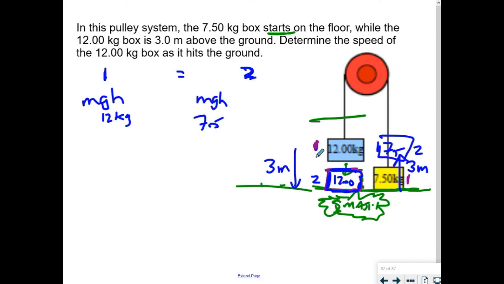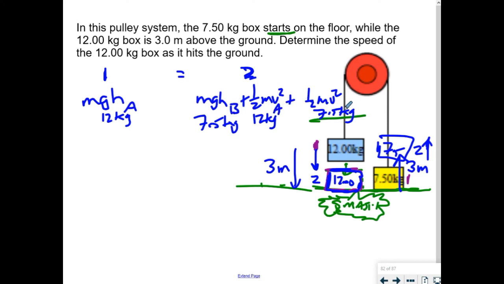Because isn't this box moving down? And isn't this box moving up? So I could add a 1/2 mv squared for the 12 kilogram box. And I could add a 1/2 mv squared for the 7.5 kilogram box. And maybe I should label those better. Can I just call them boxes A and B? Does that work better, to give them some letters to keep track of it?